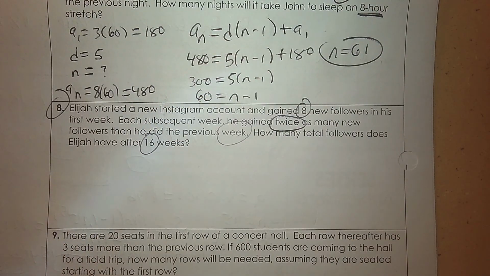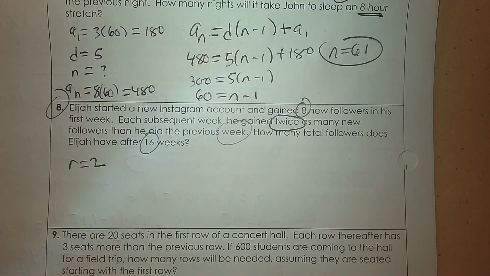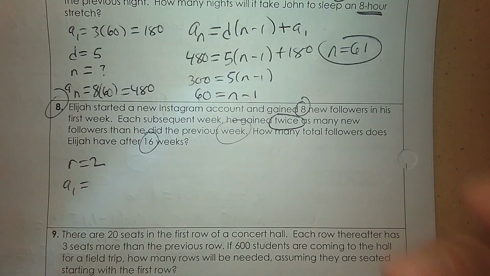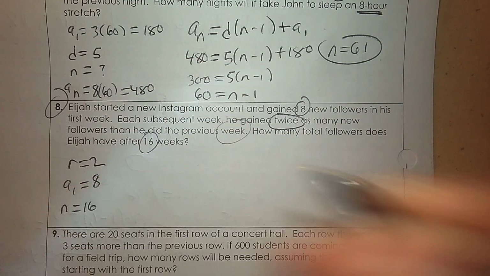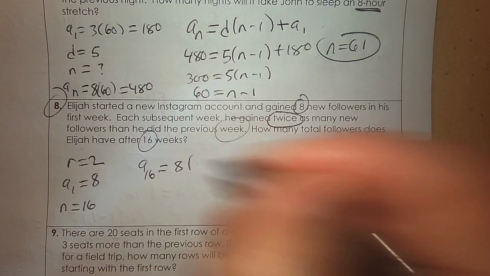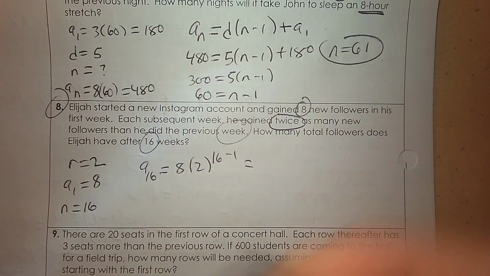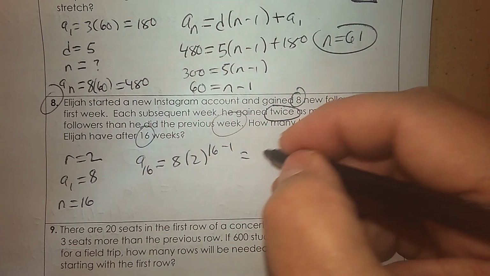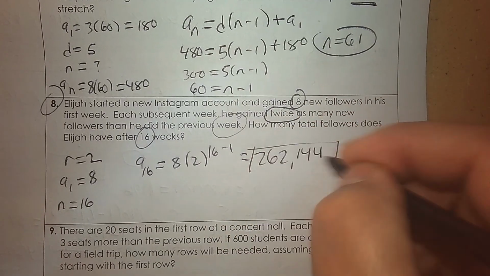Twice as many. Is that going to be arithmetic or geometric? R equals 2. A1 equals 8. And what I want to know is how many followers does he have after how many weeks? That's n equals 16. So if I want to find the 16th term, A1 is 8, the common ratio, and then 16 minus 1. And we have 262,144 followers.